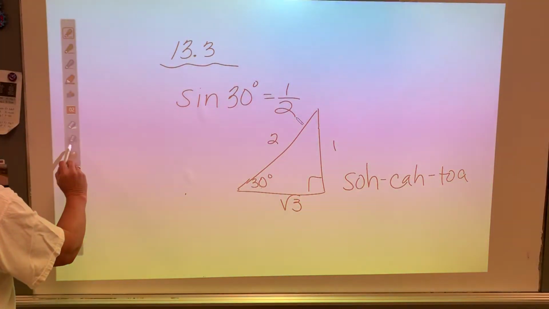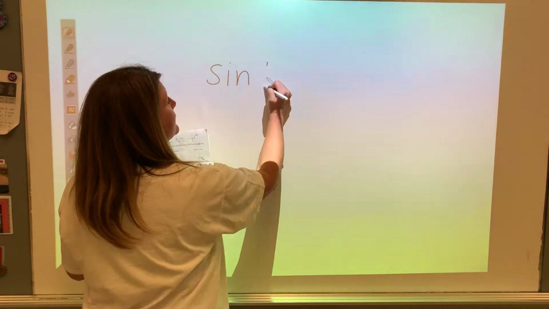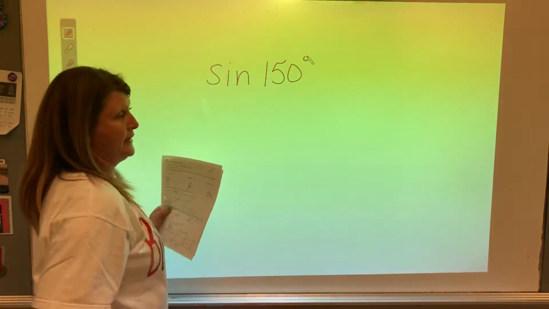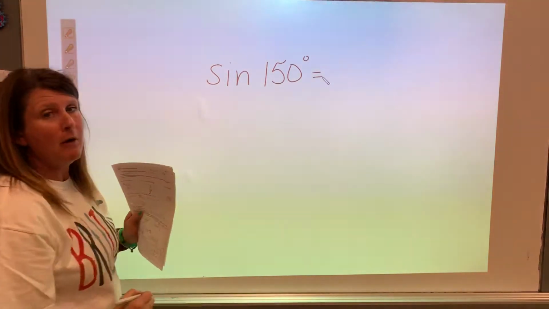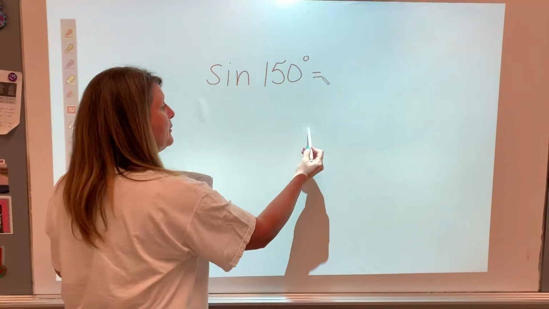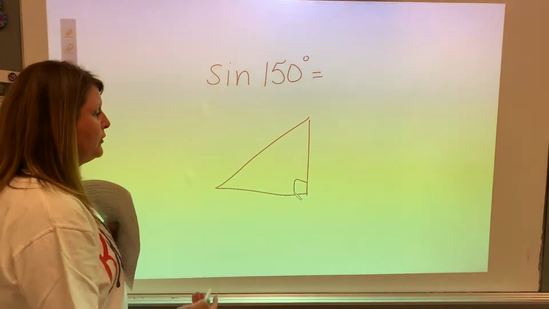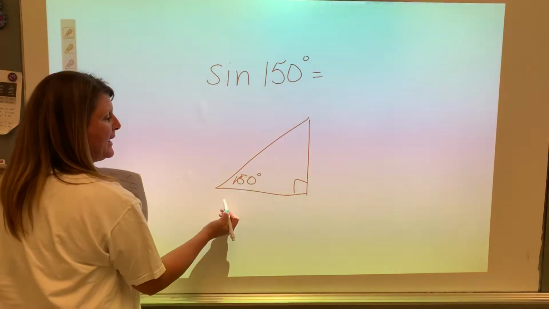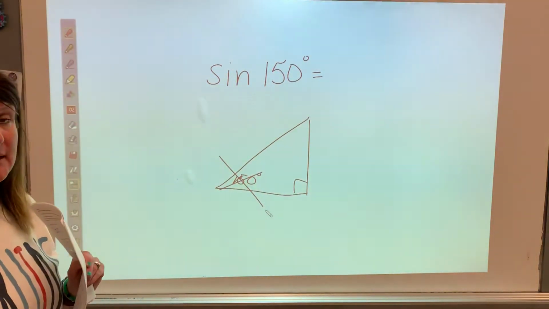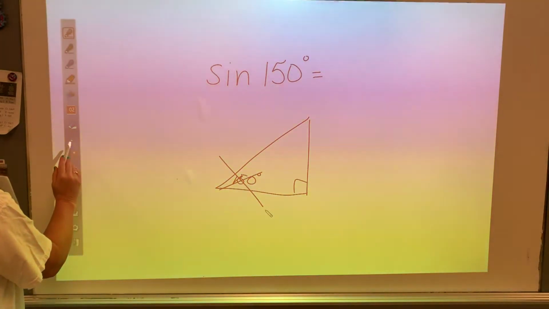So today, what I'm going to ask you to do is find the sine of 150 degrees. But there's going to be a huge problem that you run into. And that problem is, if you were to do what we just did and draw a right triangle, there's absolutely no way to make one of your angles 150 degrees. I mean, it's just not going to happen. So we're going to need a little help.